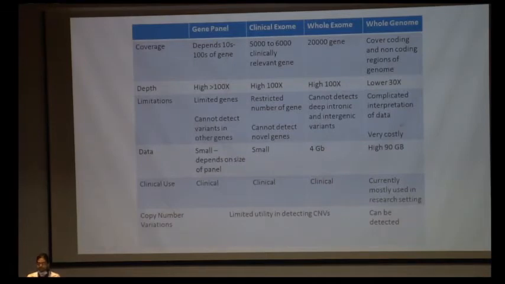However, interpretation of variants in the intronic regions is difficult, and it's currently very costly. Also, it generates a large amount of data, like each genome will generate about 90 GB of data, so it's difficult to both process and store this information. Currently, whole genome sequencing is used mostly in a research setting, whereas the other three are used in a clinical setting. Additionally, whole genome sequencing can detect chromosomal abnormalities which are not normally detected by the other techniques.